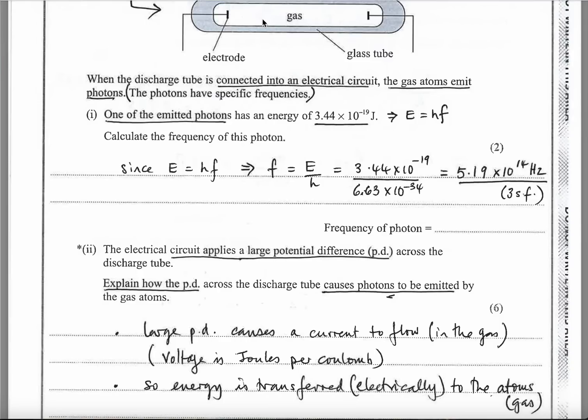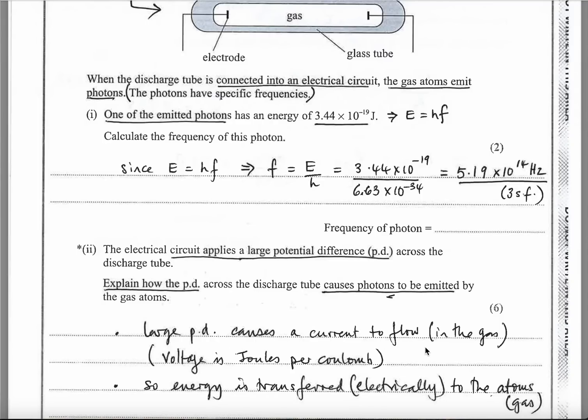So some of the electrons will be energized by that, and they'll escape the gas or move up in terms of their energy in the atom. So that's the basic concept, that the voltage provides the energy per unit coulomb. So a large PD causes a current to flow. This is how the examiner's done it: a large PD causes a current to flow in the gas.